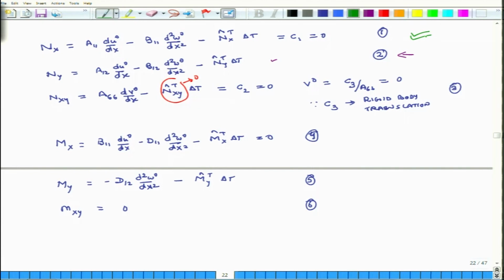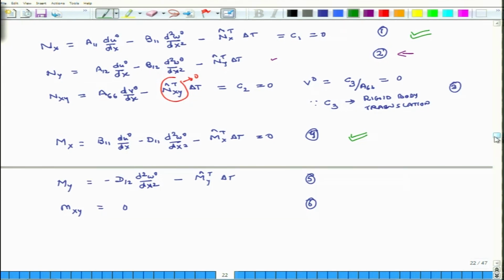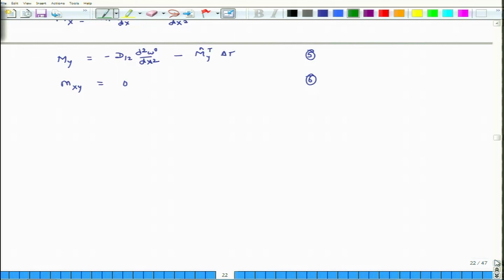So, when we observe equation 1, it has u naught and w naught, and everything else in the equation is known. A11 is known, B11 is known, nxt we can compute because we know the lamination sequence, and alpha 1 and alpha 2 of the material, and delta t is also known. So, the first equation involves only u naught and w naught, and the fourth equation, the same is true for the fourth equation also. So, essentially what we will do is we will integrate these equations with respect to x once. So, we will get an expression in u and dw over dx, and then solve for u naught and dw over dx.